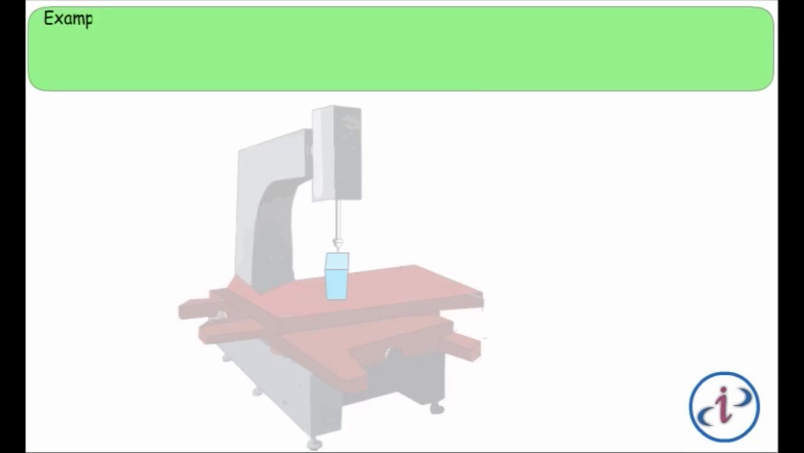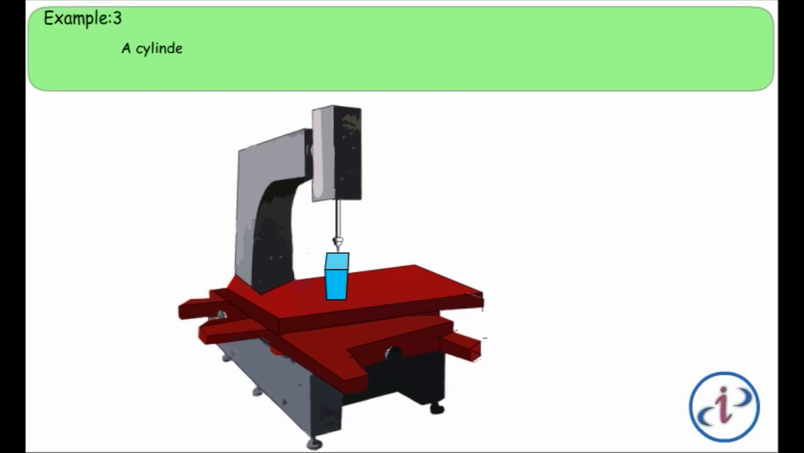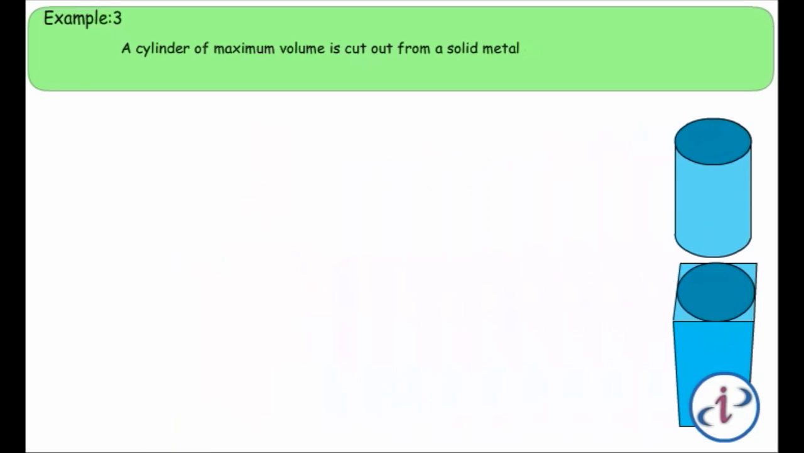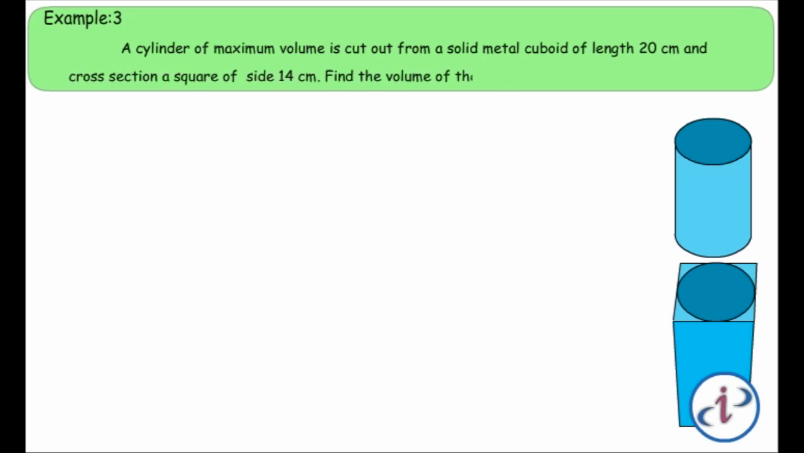Example. A cylinder of maximum volume is cut out from a solid metal cuboid of length 20 centimeters and cross-section a square of side 14 centimeters. Find the volume of the metal wasted.